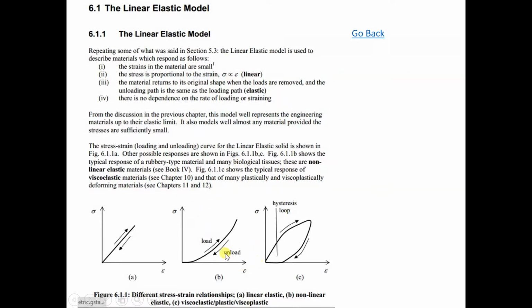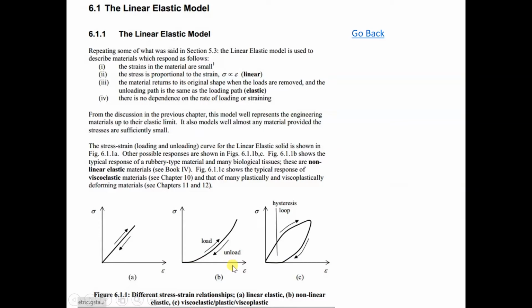For the elastic models, the first is linear elastic, the second one is non-linear elastic, and the third one is viscoelastic plastic. Our pavement model, we assume that it's linear. So for this one, the strain is proportional to the stress. Yes, proportionate. And when you remove the stress, it will bounce back with zero strain. So you go back to zero strain.